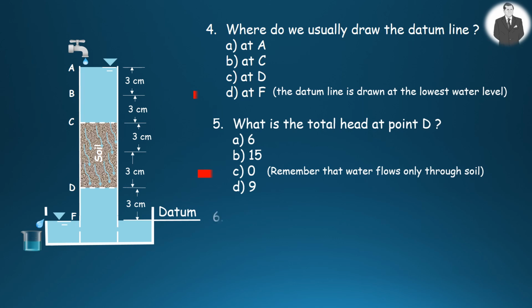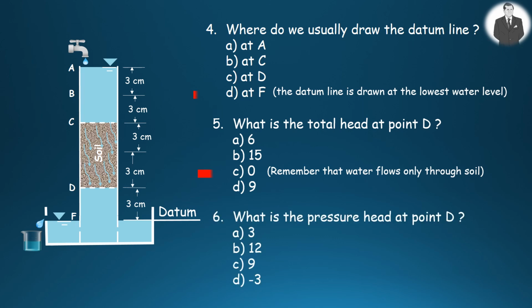And the final question: what is the pressure head at point D? Now you know the total head, and pressure head can be easily figured out. Who said that? Yes, the answer is D, -3. Congratulations.